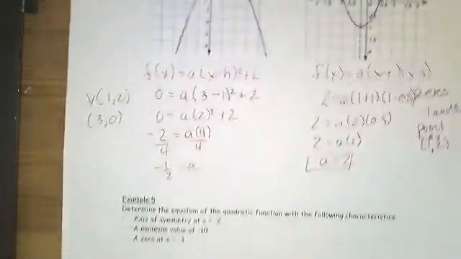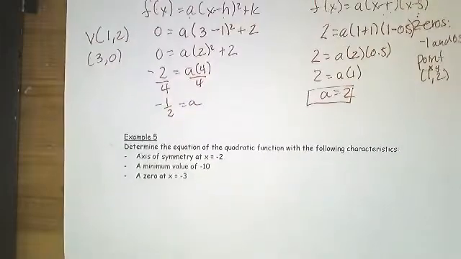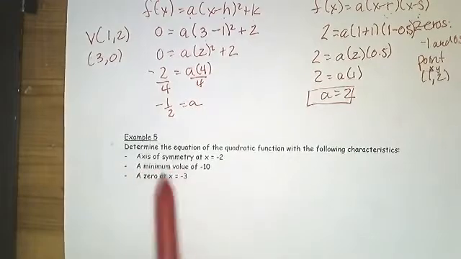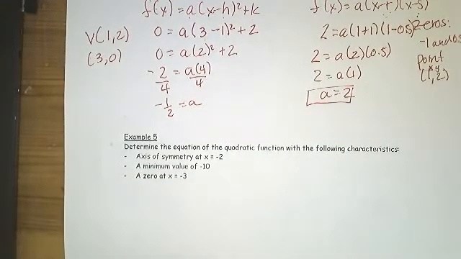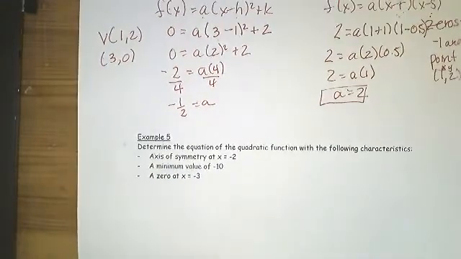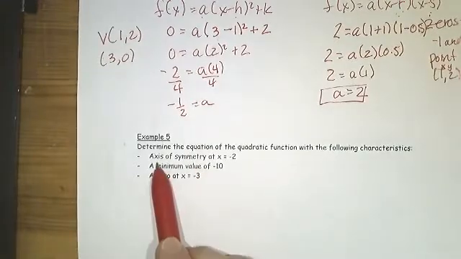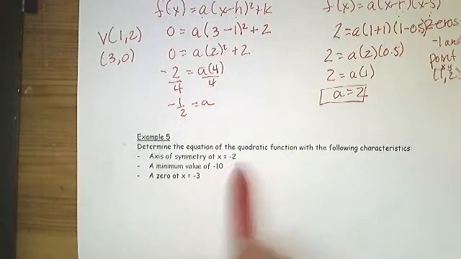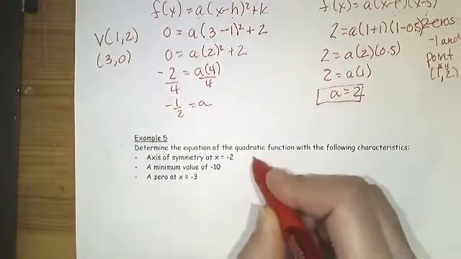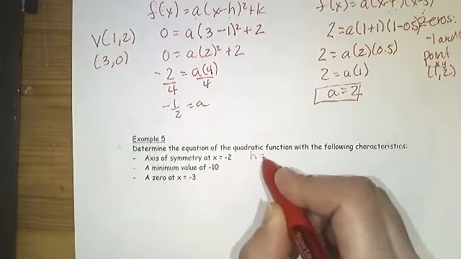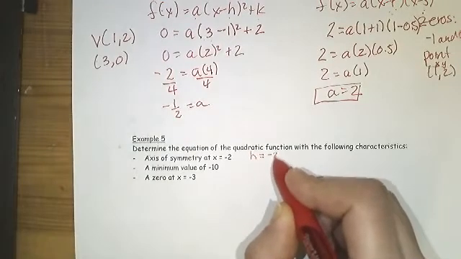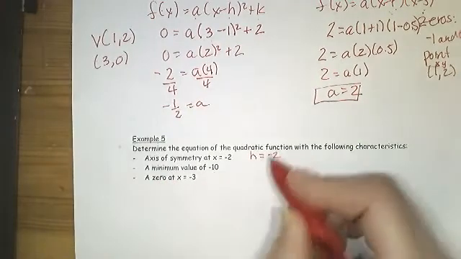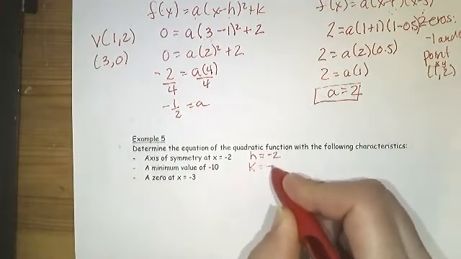Our last example is taking given information and being able to write the equation. So taking these words and understanding what they mean in terms of our variables or parameters in our equation. So first, axis of symmetry at x equals -2. I know the axis of symmetry is also the value of my h value. So I know here from this information that h is -2. A minimum value of -10. This tells me my k value is equal to -10.